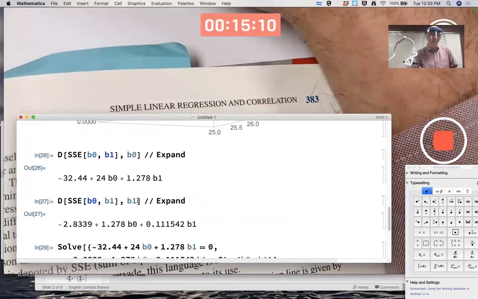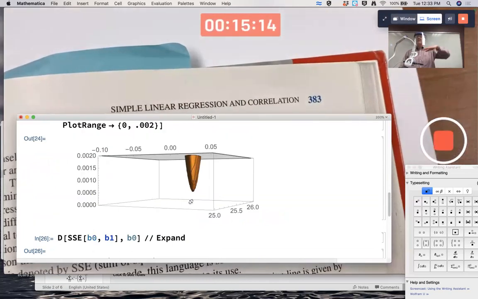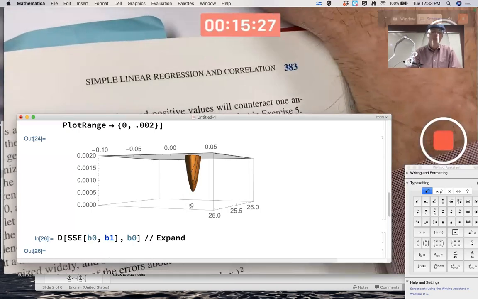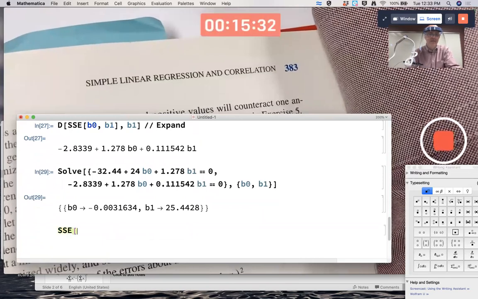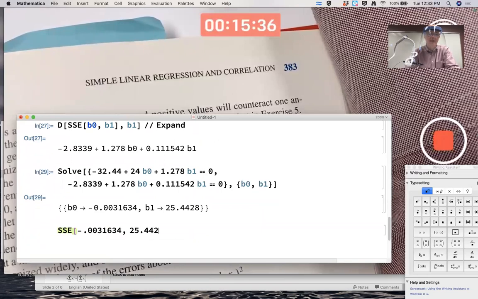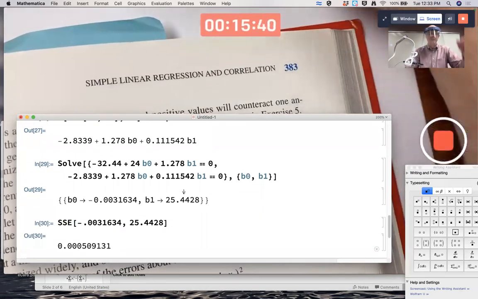Is it really a minimum? Well, it certainly looks like it. There is a multivariable calculus version of the second derivative test that can confirm analytically that it is a minimum. It is. We won't bother doing that. And yeah, if I find SSE of negative 0.003164, comma 25.4428, I should get that very small positive number that we saw in the spreadsheet, 0.0005.